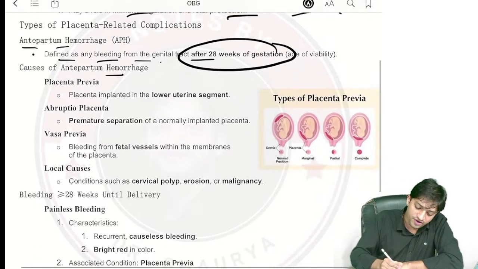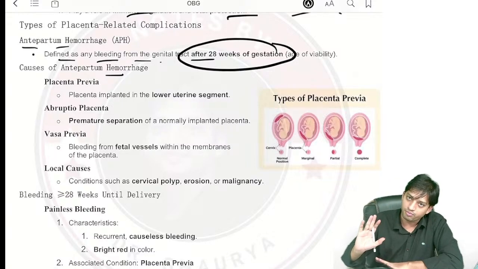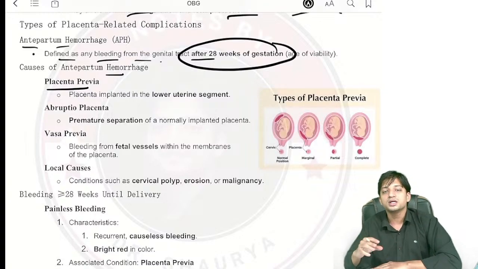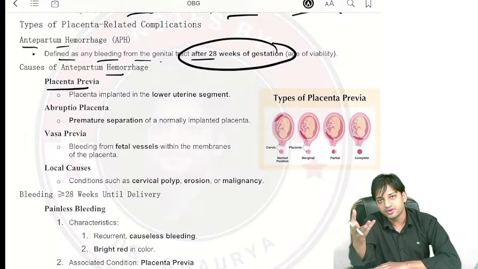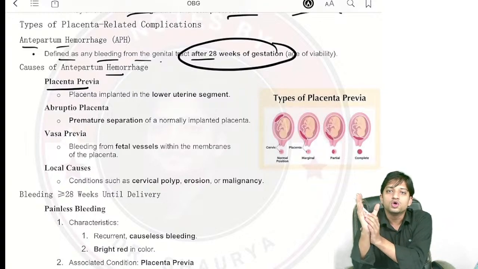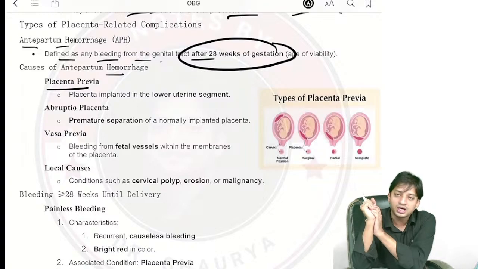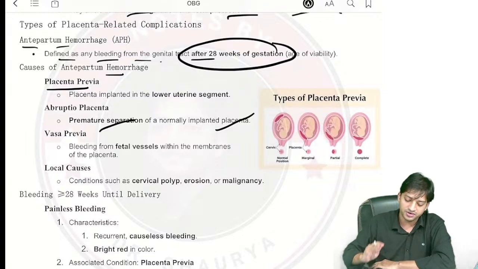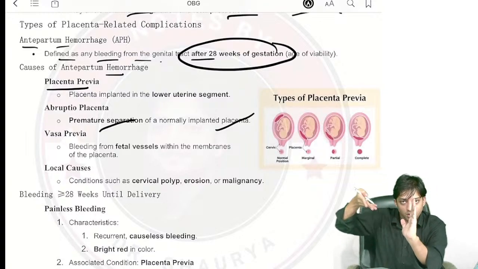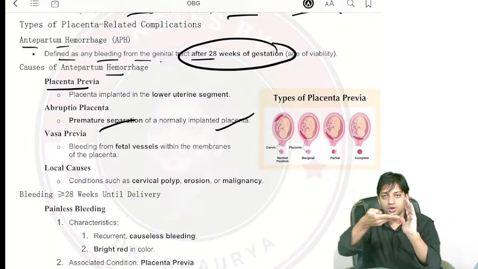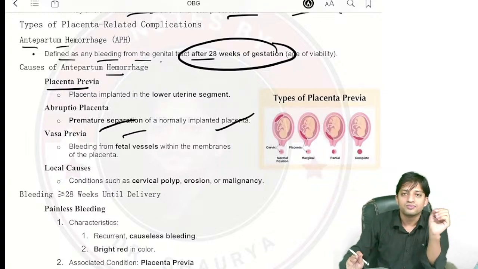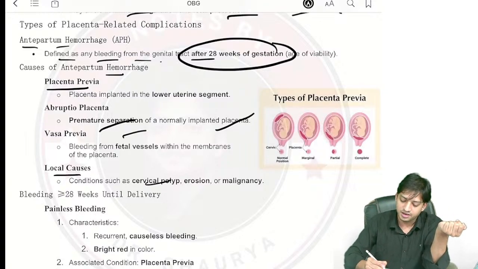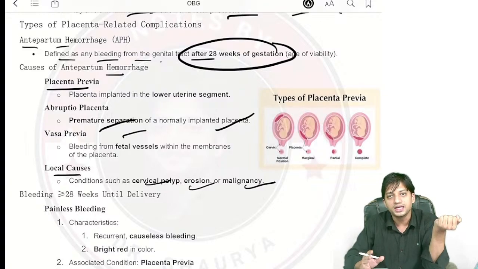Now, causes of antepartum hemorrhage. Many causes; among them, the important ones we will be discussing. The cause can be placenta previa. The cause can be abruptio placentae. What is placenta previa? You already know: the placement of the placenta in the lower uterine segment. What is abruptio placentae? Premature separation of a normally implanted placenta, right? What is vasa previa? When blood vessels are passing through the os, they will be called vasa previa. Now, local causes can be there. There can be cervical polyp, there can be erosion, there can be malignancy.